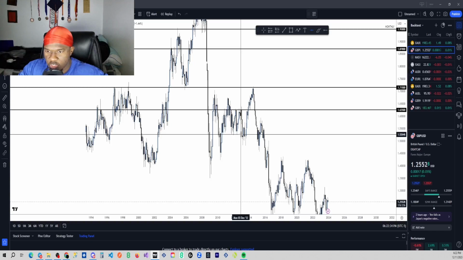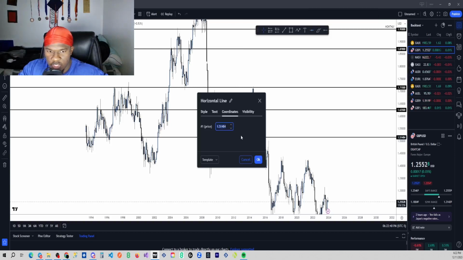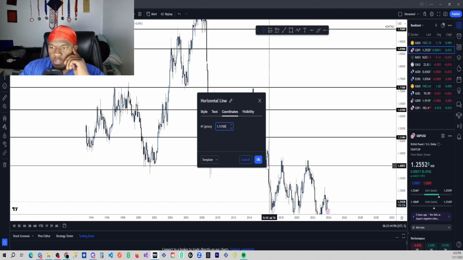If we continue down, we can see there's another nice level around, you can see right over somewhere down over here. 51,500. That seems to be a nice area. 51,500. All right.